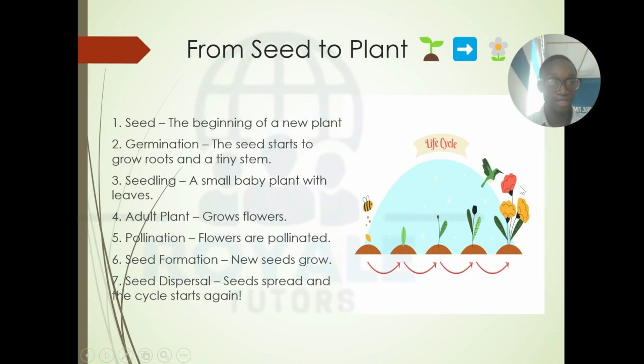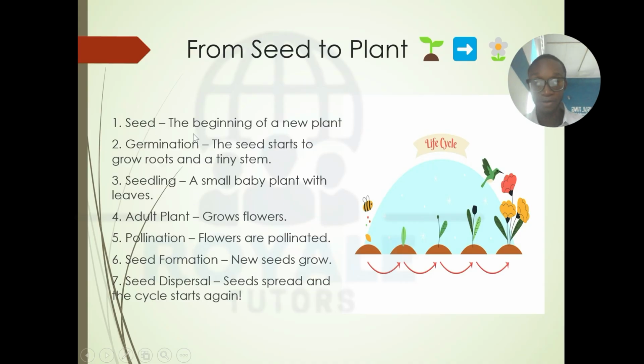Now, look at it again. Now it grows into flowers. Look at this bird here. So what does this bird do? It perches on it. It takes some seed again. So it goes again to another place. Those seeds will drop like this again, and it begins to grow, and the same cycle begins to repeat itself again. So that's why we said from seed to plant, we have the 7 steps that usually happen.